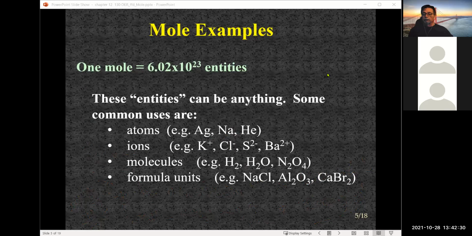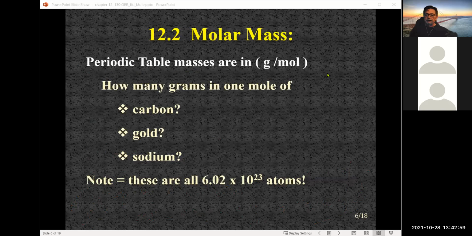All right, so 1 mole, as stated, is 6.02 times 10 to the 23rd entities, units, whatever you want to call it. It's just a number. And these entities can be atoms, ions, molecules, or formula units like sodium chloride, aluminum oxide, calcium bromide, etc. It's a mole of anything.